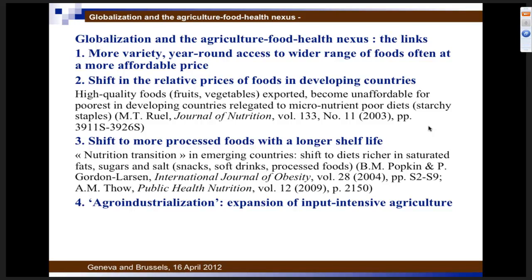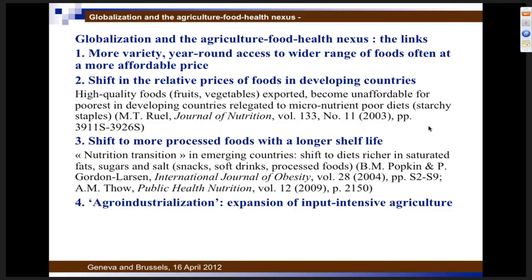And this may be entirely compatible with the fact that thanks to imports of large quantities of wheat, corn or rice, for example, or soybean, these populations have access to a larger amount of calories, but nevertheless, the diets for the poorest segments of the population certainly are not necessarily as nutritious as they could be otherwise.